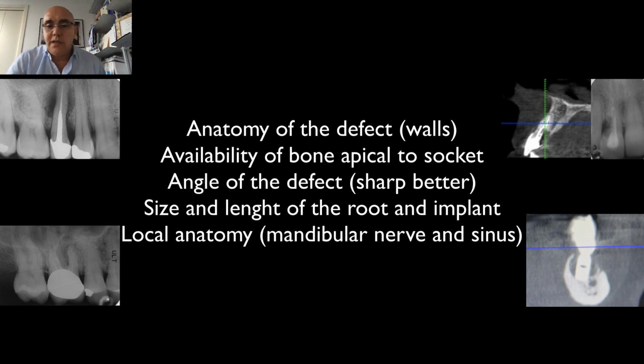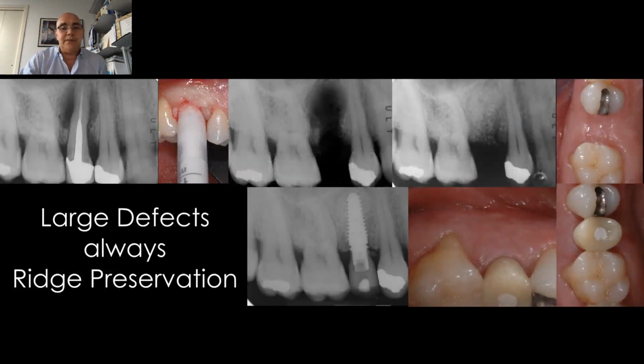If the angle of the defect is favorable, because if we have a certain angle, we can see that the sharper the angle, the better the prognosis, just like we saw 2 days ago when we were talking about the teeth. Of course, the size and the length of the root and the implant, because if the root is too big and the implant is not achieving good stability, forget about doing an immediate implant. And of course, the local anatomy, because if we have the limitation in the upper jaw from the sinus and in the lower jaw because of the mandibular canal, we have to be very, very careful with that.